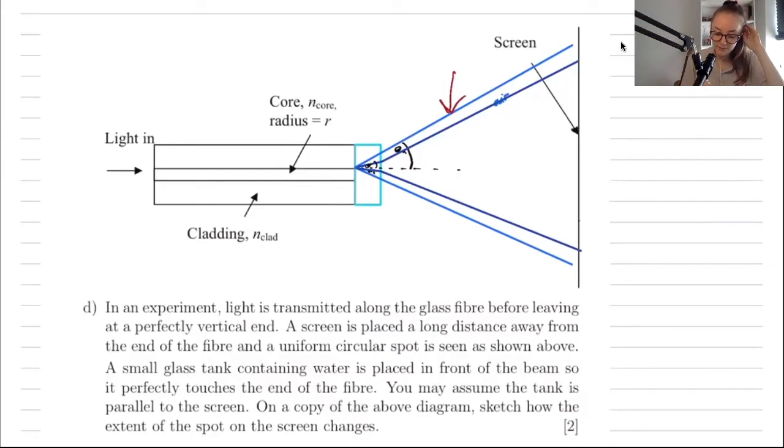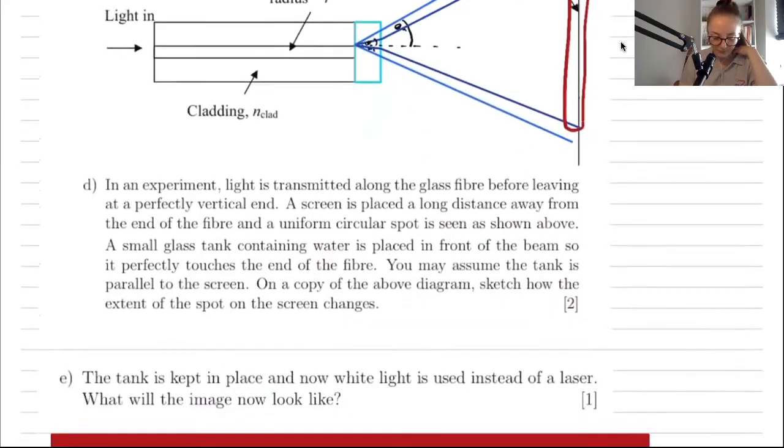So this beam of light will slow down in the water, so the ray will shift closer to this perpendicular line. And then coming out, it will speed back up again. So it will cause a narrower spot of light here, if you will.